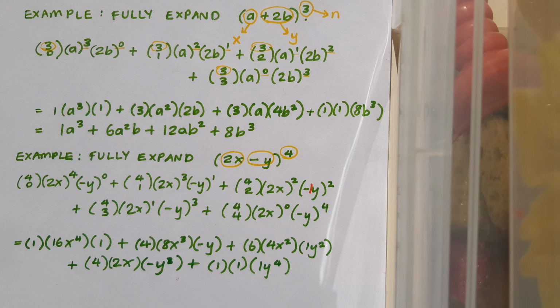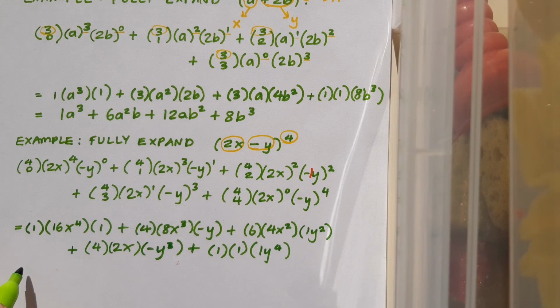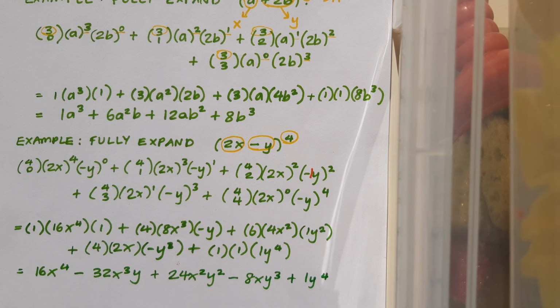And now I just need to do a little bit of final tidying up to get my eventual answer for my expansion. So let's have a look. In my first term, just multiply the coefficients together. 16x to the power of 4. Watch out in the second term for signs. That's going to be minus 32x cubed y. Third term is going to be plus 24x squared y squared. Fourth term, again, watch out for signs, is negative 8x y cubed. And my last term there is plus 1y to the 4. You can put that 1 in, or you can leave it out, and you'll be correct either way.